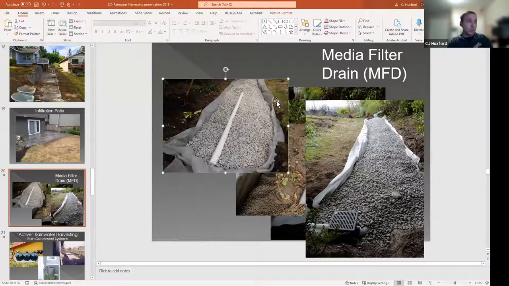So the goal of these systems is that the water goes all the way through the pipe and exits out the pipe evenly across the whole trench, goes into the clean drain rock, and then trickles down to that MFD mix. As it trickles down, it pulls contaminants out, it hits that other overflow perforated pipe at the bottom, and then it goes out.